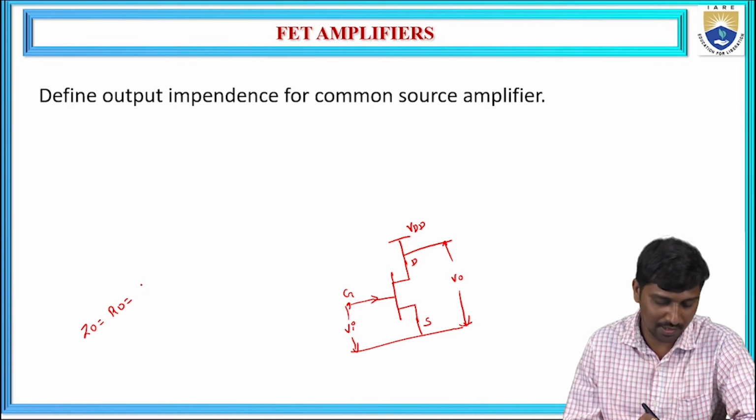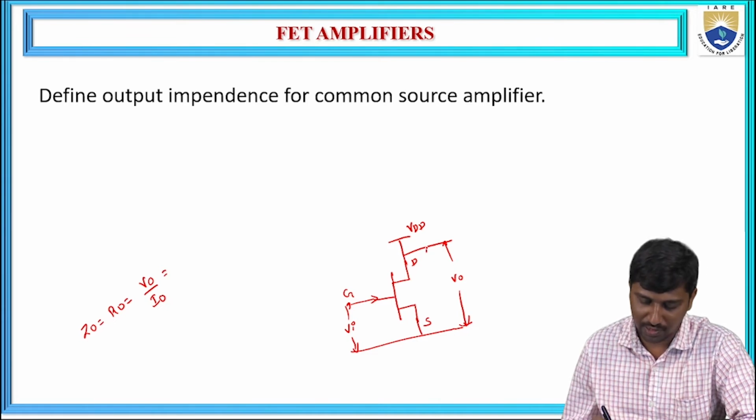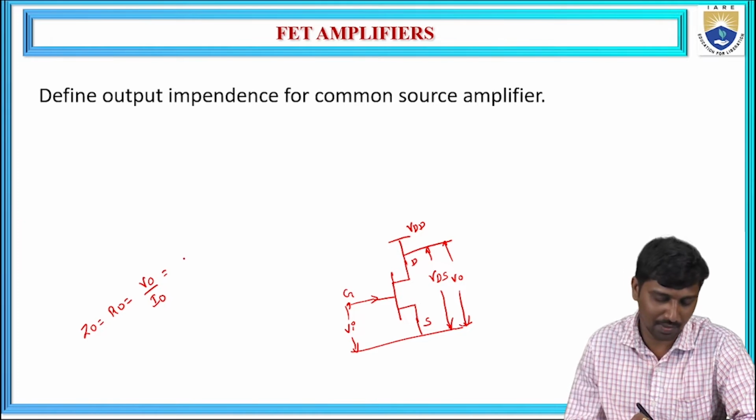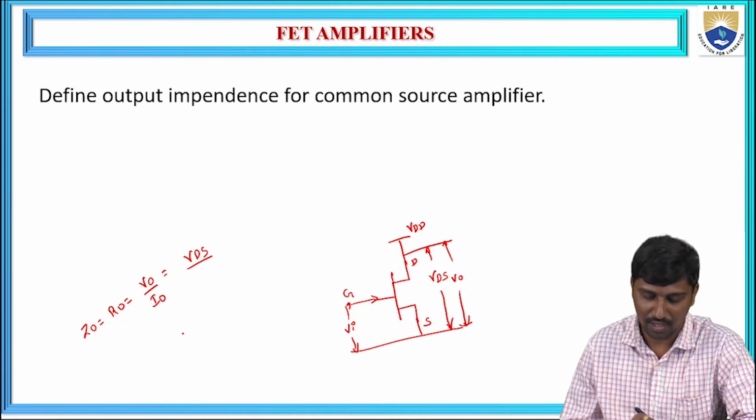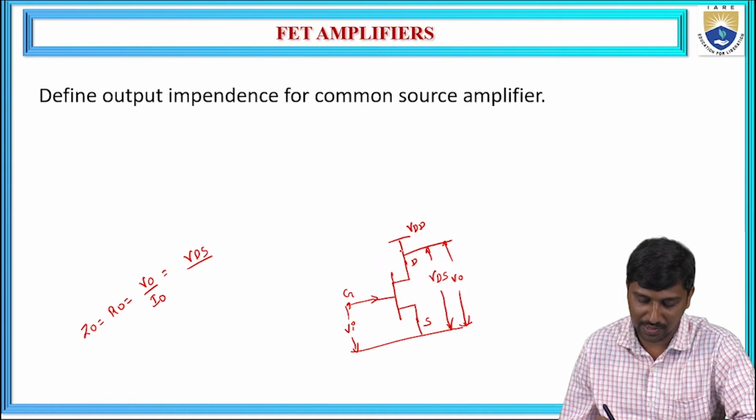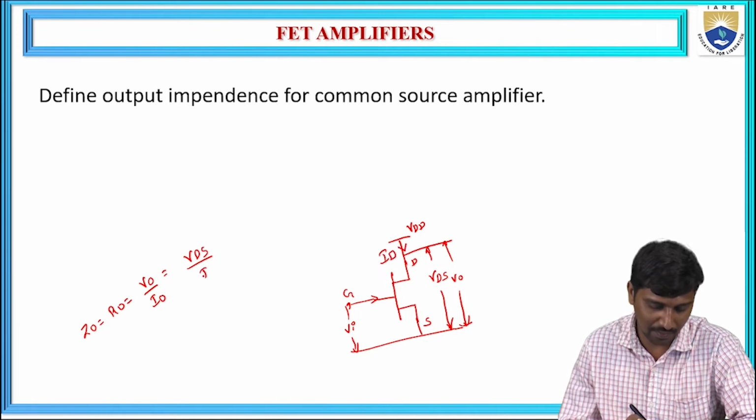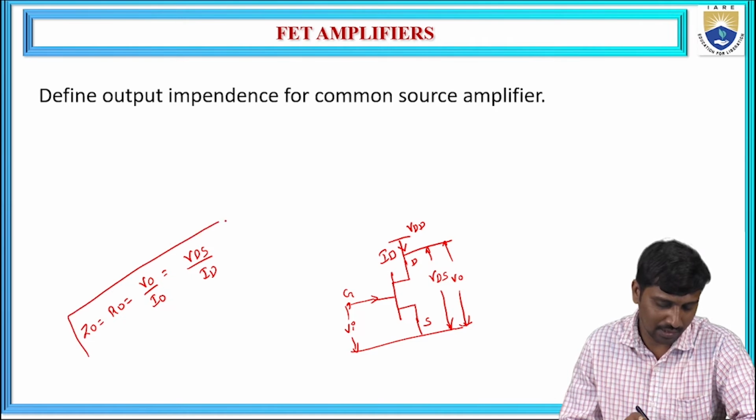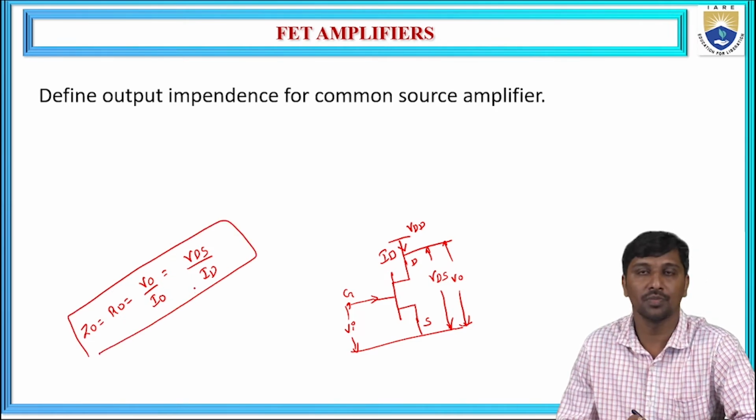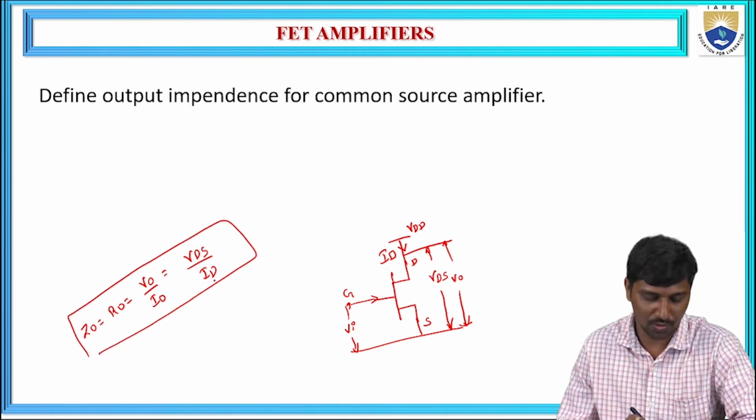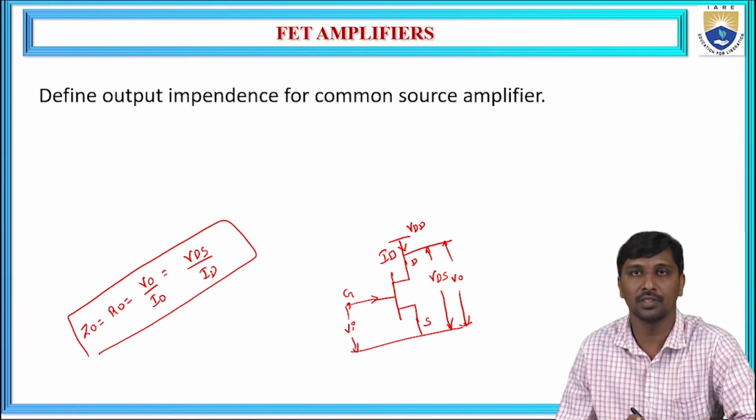It is defined as the ratio of output voltage to the output current. What is the output voltage? The output voltage is measured between drain and source, hence it is represented as VDS. And the output current is measured across the drain terminal, hence it is the drain current, that is ID. So it is defined as the ratio of the output drain-to-source voltage to the output drain current.